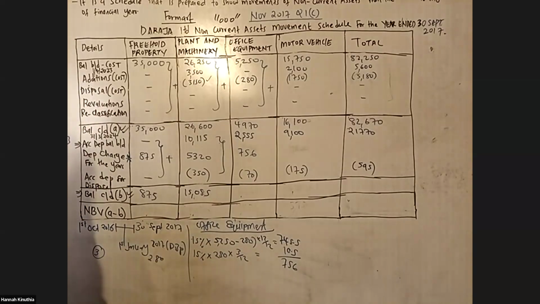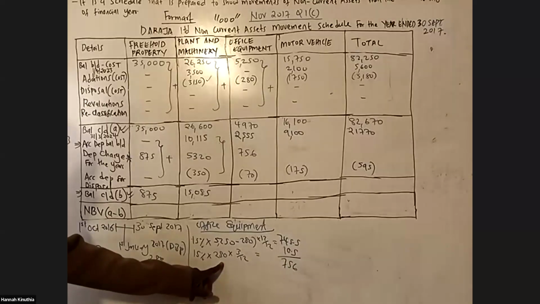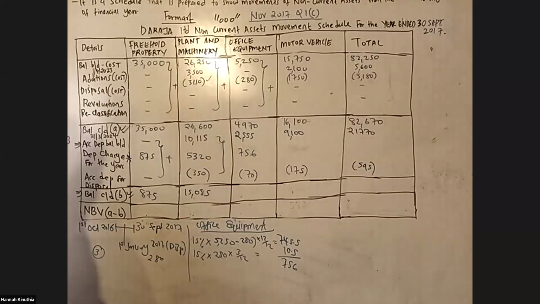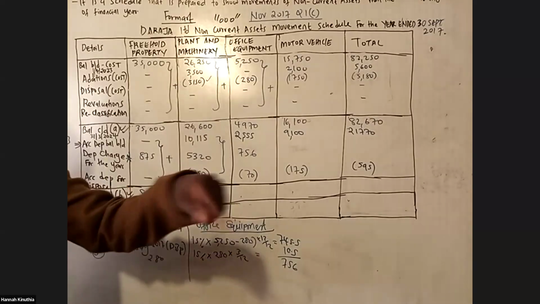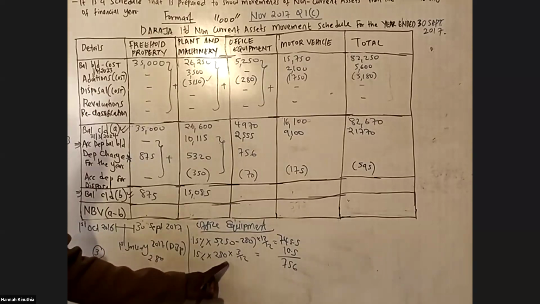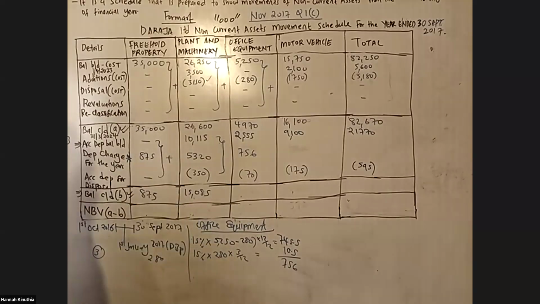If it had been used for 1 year, this 280, and was disposed at the end of the year, we would just do 15% of 250 and stop there. No subtracting, if it was sold at the end of the year. But if it was sold in the middle, you need to consider the depreciation for the period used before the year ended. Is that okay? And that gives 756. Yes, it's okay.